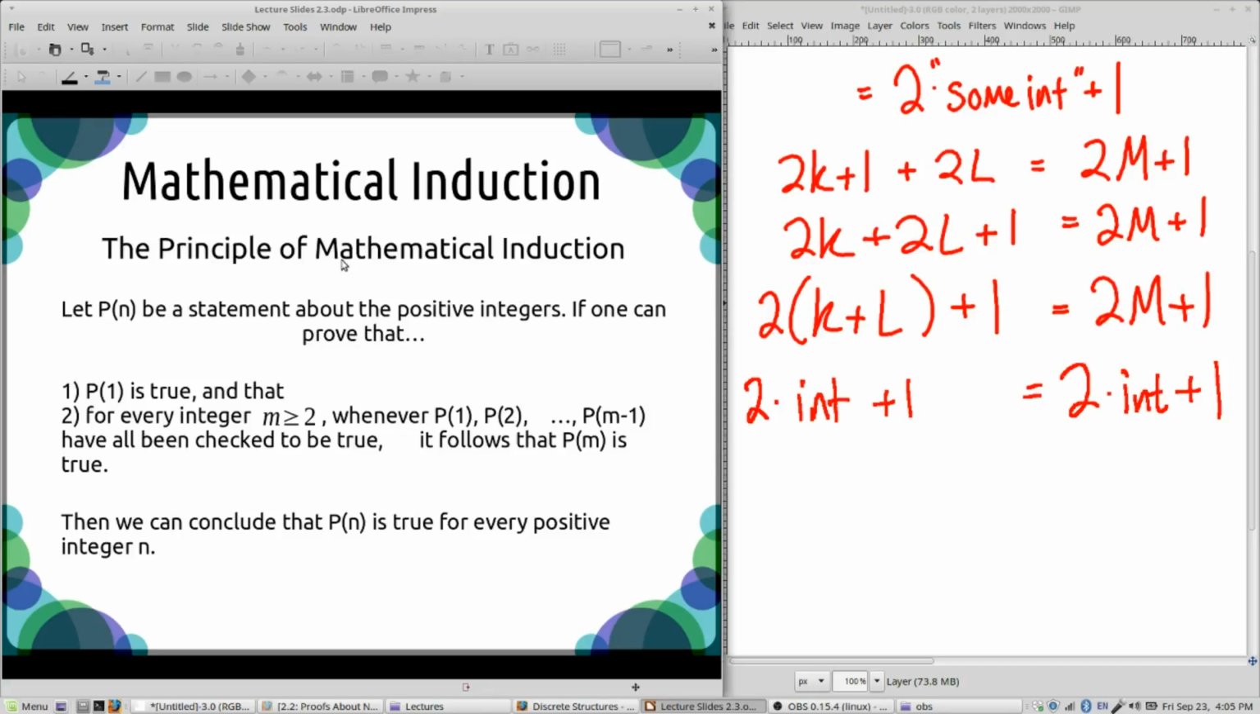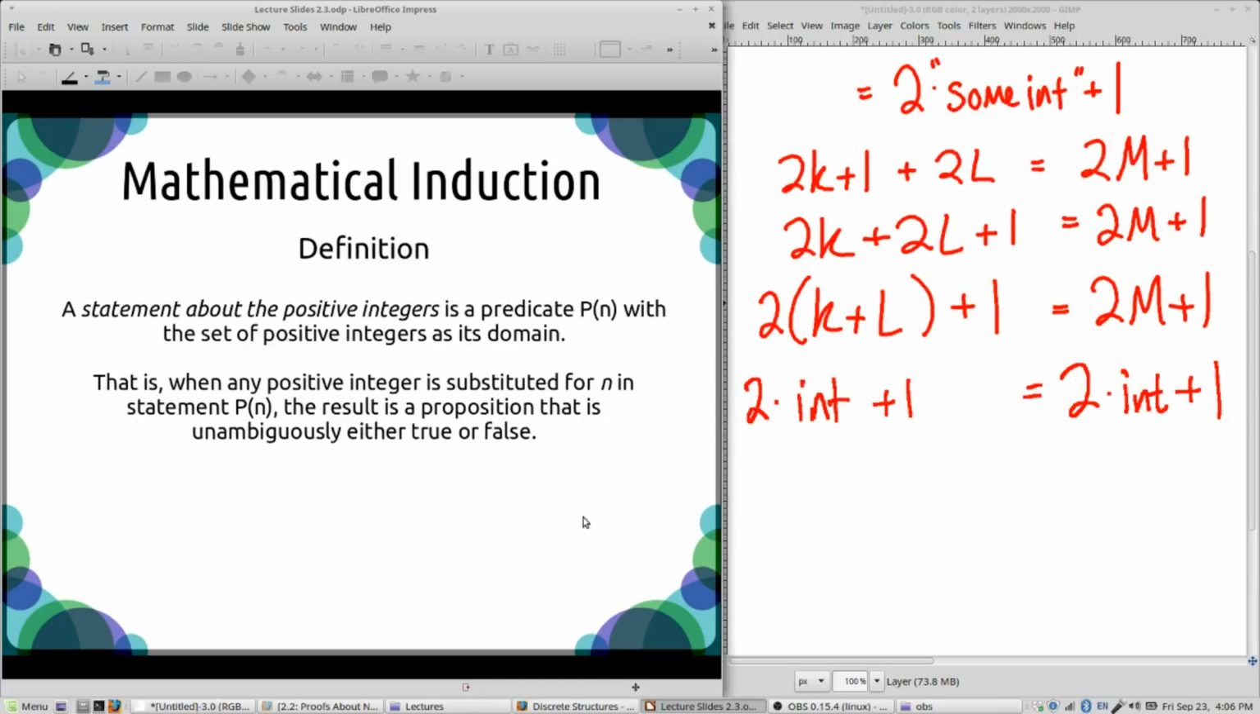So let's look at this principle of mathematical induction really quick. Let P of n be a statement about the positive integers. If one can prove that, the first step is P of 1 is true, and the next step is for every integer m greater than or equal to 2, whenever P of 1, P of 2, through P of m minus 1 have all been checked to be true, it follows that P of m is also true. At the moment, maybe that sounds like a bunch of garbage, but we'll see this in play when we're making proofs. In the end, we can conclude that P of n is true for every positive integer n.